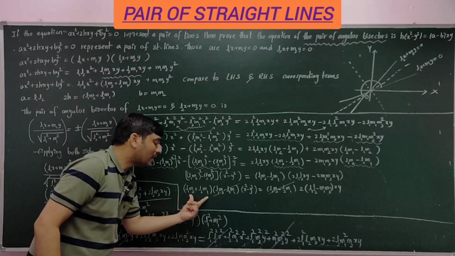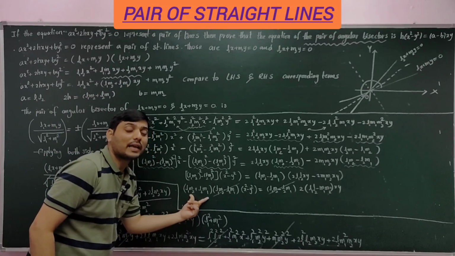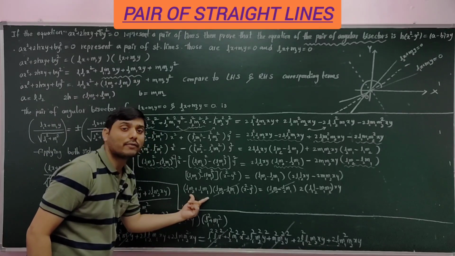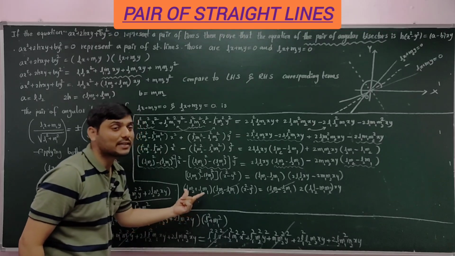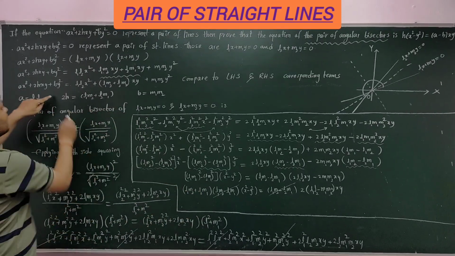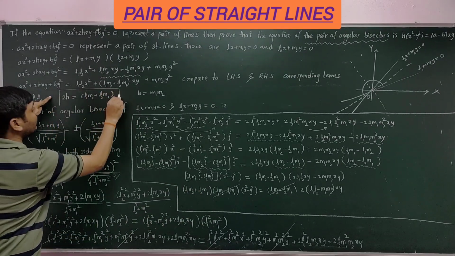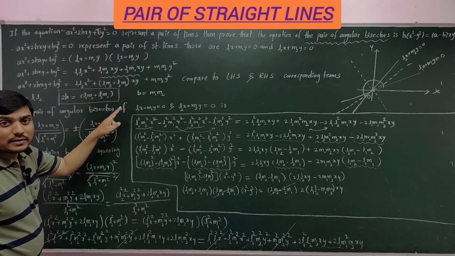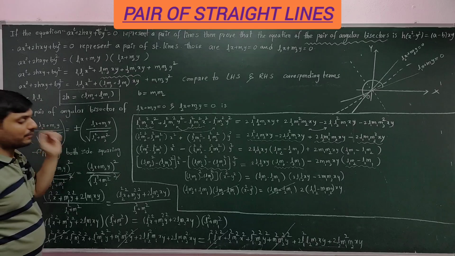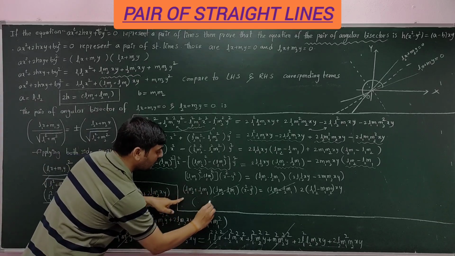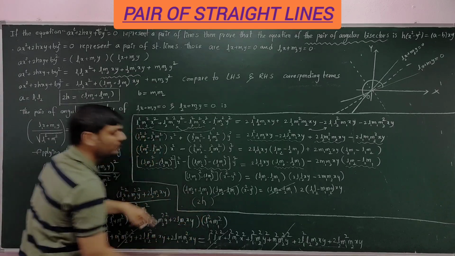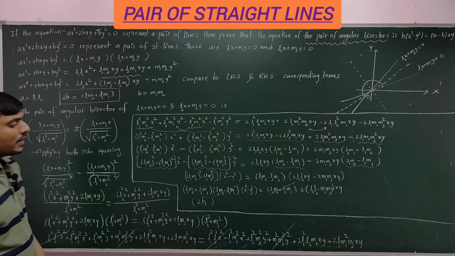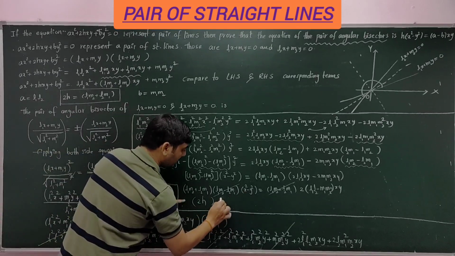Now already you know that L1 M2 plus L2 M1 value is 2H. You can take this formula. This is used for now: L1 M2 plus L2 M1. You write 2H simply. Now this value is 2H. Clear?